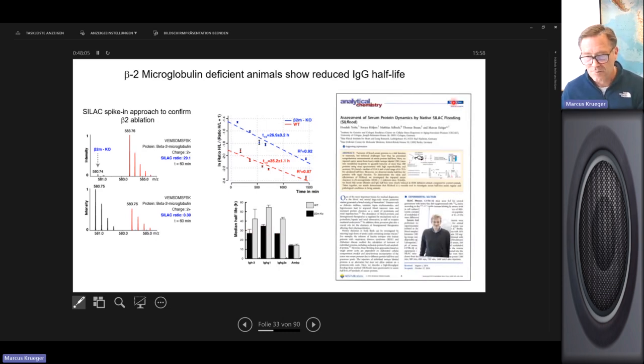Okay, and that was published a couple of years ago in Analytical Chemistry by Hendrik Neuten. So this was just another example of how to use SILAC and completely labeled tissue as a spike-in to monitor the half-life of blood proteins.